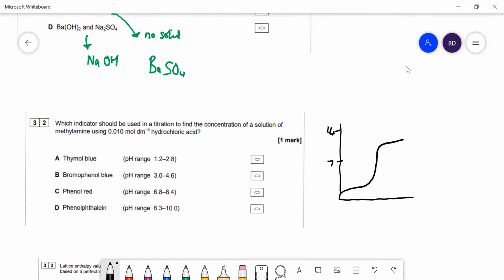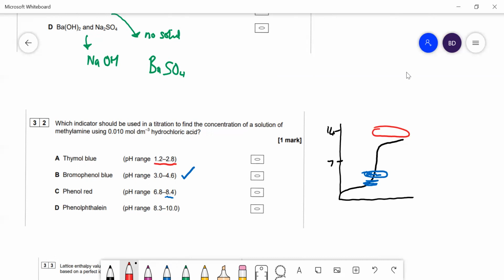Right, so you want an indicator which changes. Thymol blue should be all right because that's changing down there, 1 to 2. Bromophenol blue would be better, I think, because that's going to be changing up here somewhere. So this is going to be the best one. Phenol red wouldn't be ideal because it doesn't change until it becomes quite alkaline. And phenolphthalein would definitely be no good because that wouldn't change color till it's way up here when you've gone past the end point. So the best bet there is bromophenol blue.